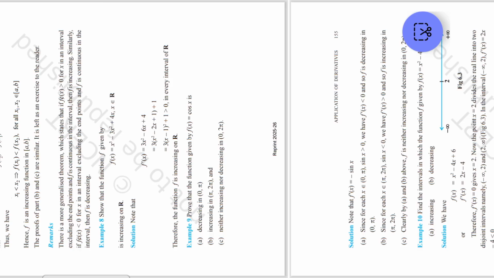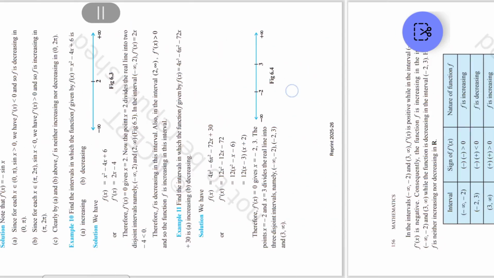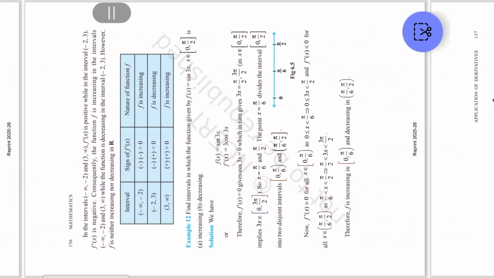For 3 marks questions, 8, 9, 10, 11 are important, and 12 is also an important question. The find the interval question is also important for 3 marks.